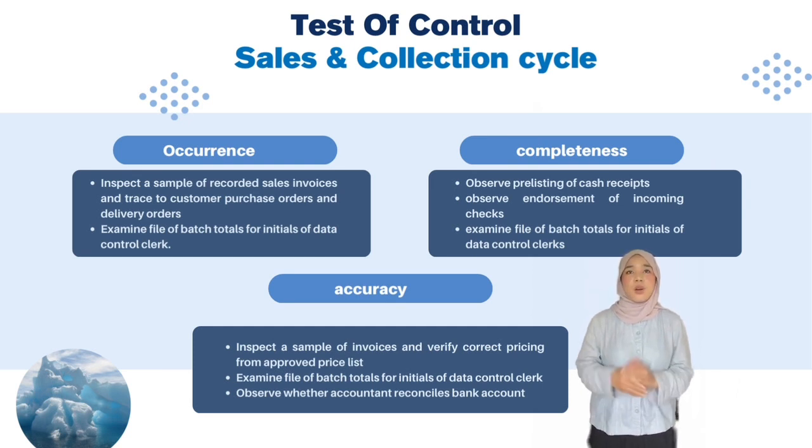Next is the completeness assumption, which makes sure that all actual sales and receipts are recorded and nothing is omitted. The test of control here includes observing the pre-listing of cash receipts. This helps confirm that all cash and checks received are documented before processing. The second one is observing the endorsement of the incoming checks. This is to ensure that the checks are properly marked as belonging to the company, preventing misappropriation. The third one is examining the file of batch totals for the initials of the data control clerk. This again confirms review and approval, helping ensure that all batches are recorded. This procedure helps the auditor ensure no genuine transactions are left out.